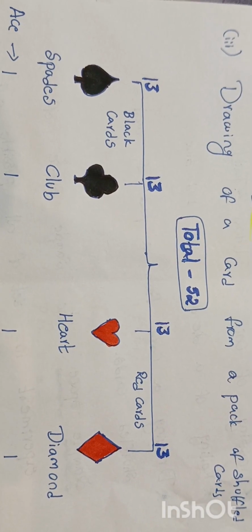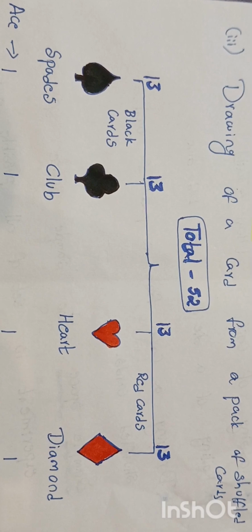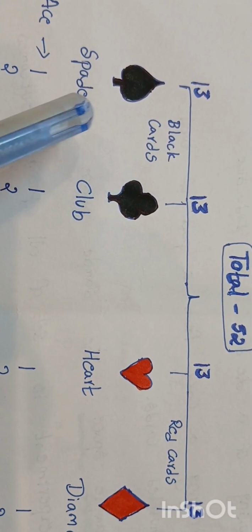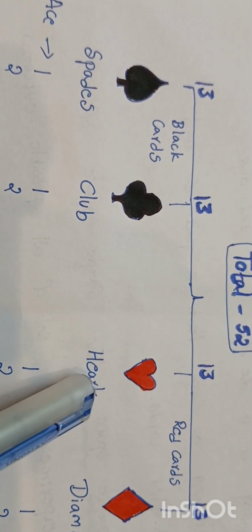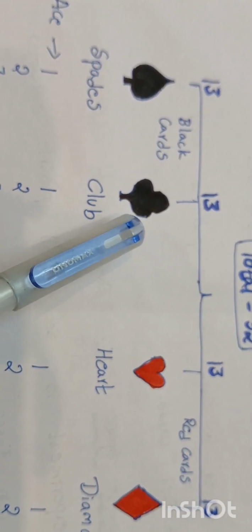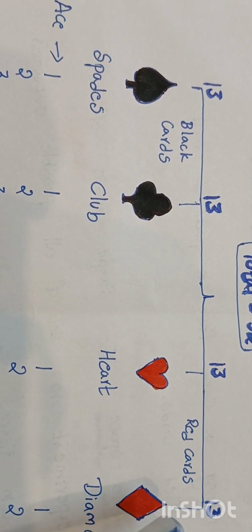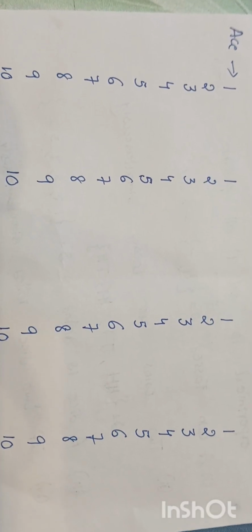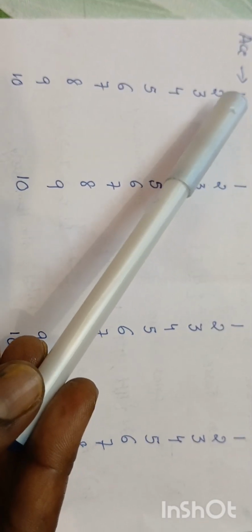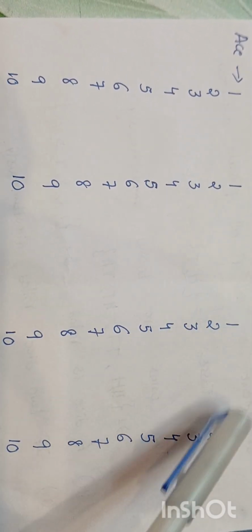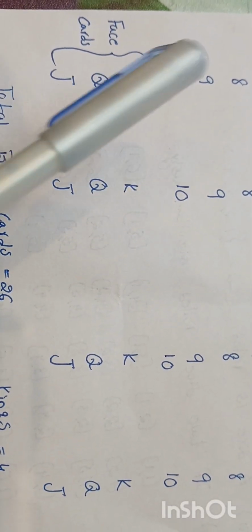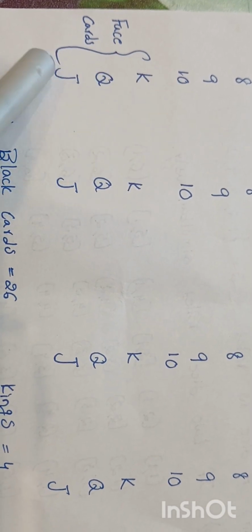Now coming to drawing of a card from a pack of shuffled cards. We have 52 cards in total. They are divided into 4 types: spades 13, clubs 13, hearts 13, diamonds 13. Spades and clubs are black cards, and hearts and diamonds are red cards. In each type we have cards 1, 2, 3, 4, 5, 6, 7, 8, 9, 10. One is called ace. There are 4 aces in total. And we have 1 king, queen and jack in each type. These are called face cards.